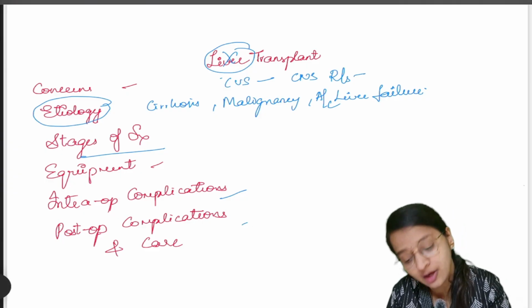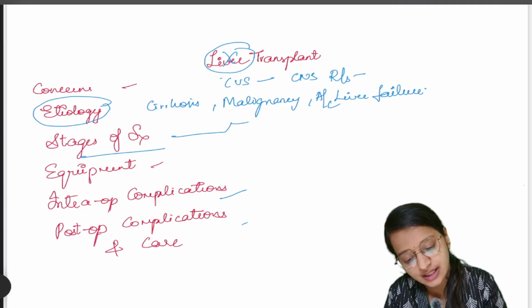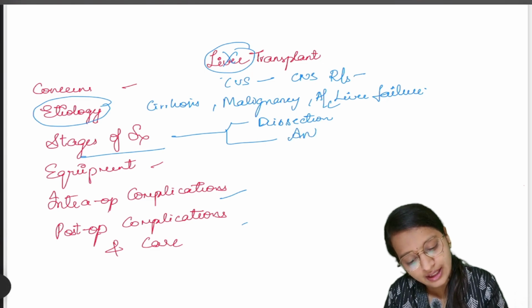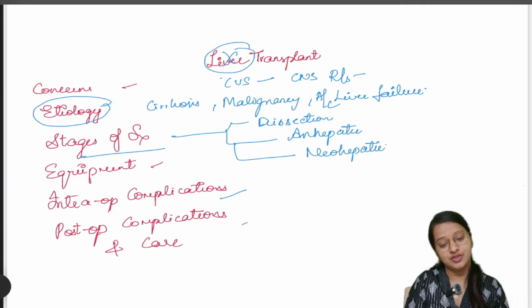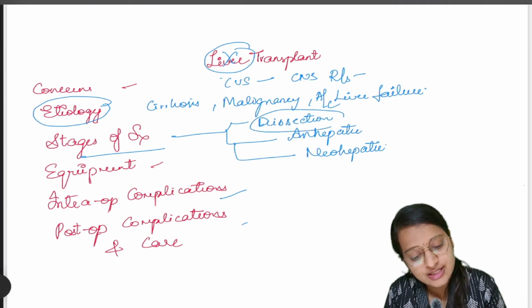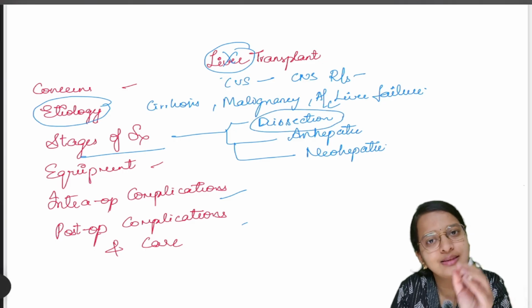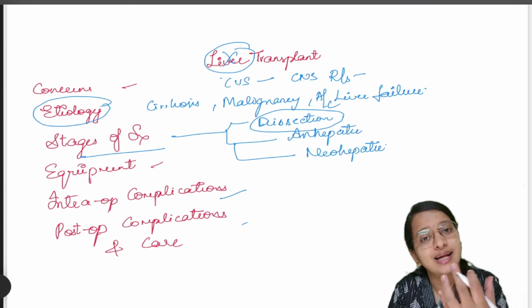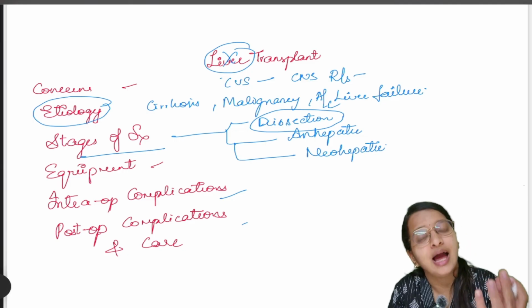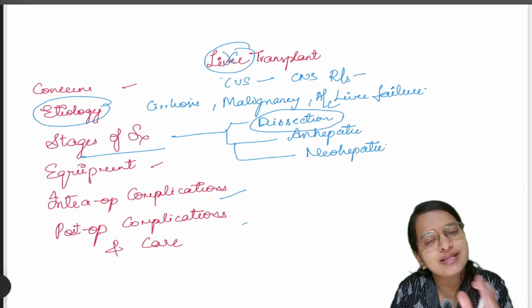be depending on these stages. Firstly, dissection phase, and anhepatic phase and neohepatic phase. These are the stages of surgery. First dissection phase, that means they will dissect the native liver and IVC. First they'll open the abdomen, the ascitic decompression might occur, and next they'll dissect the liver from its attachments.